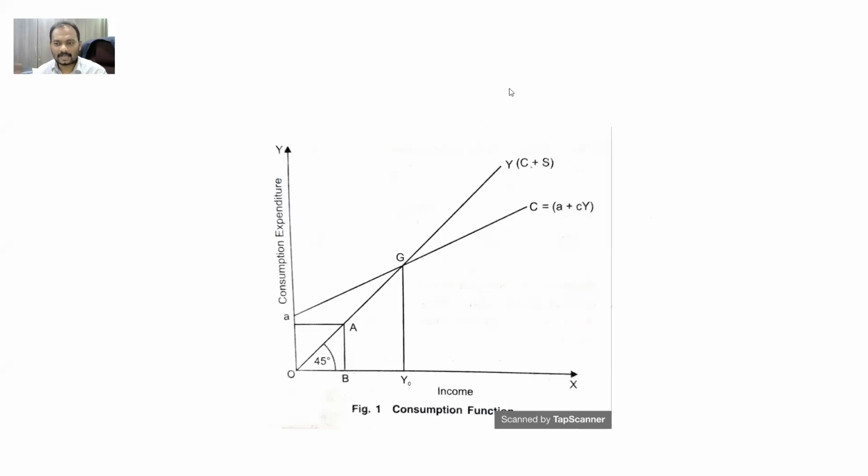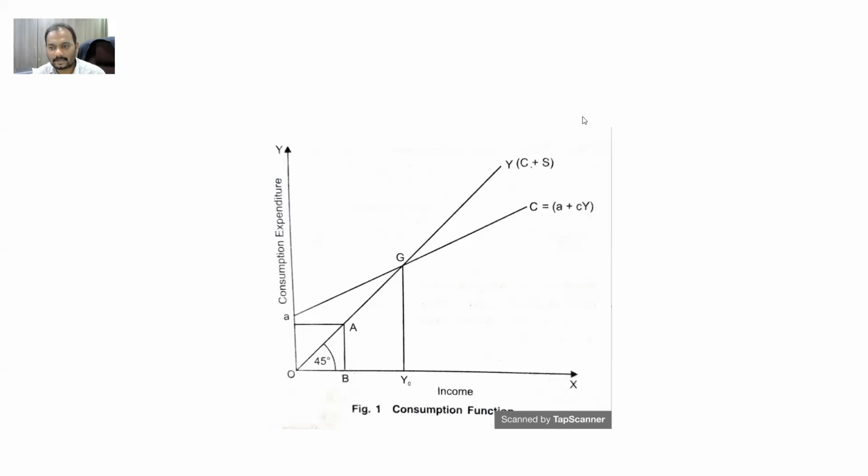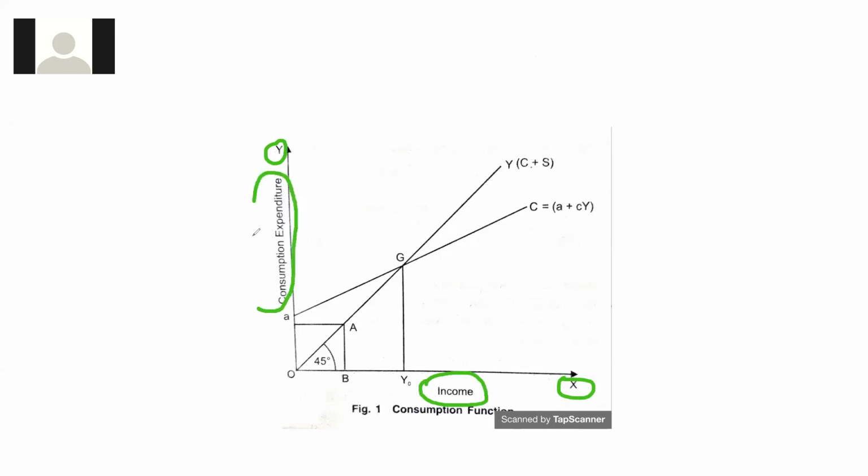So let's understand some simple concepts here. Can you see some alphabets here which you are familiar with? Yes, sir. This is the y-axis, this is the x-axis. What we plot on the x-axis is income. What we are going to plot on the y-axis is consumption expenditure.